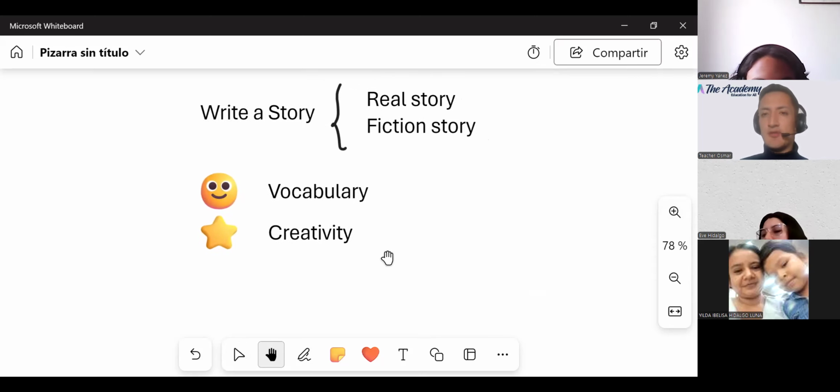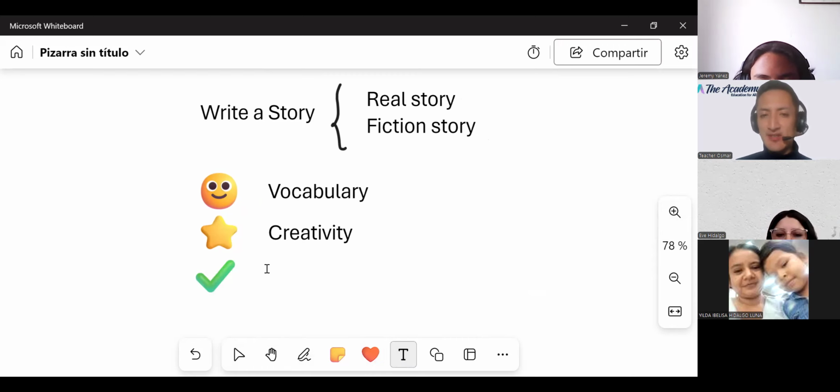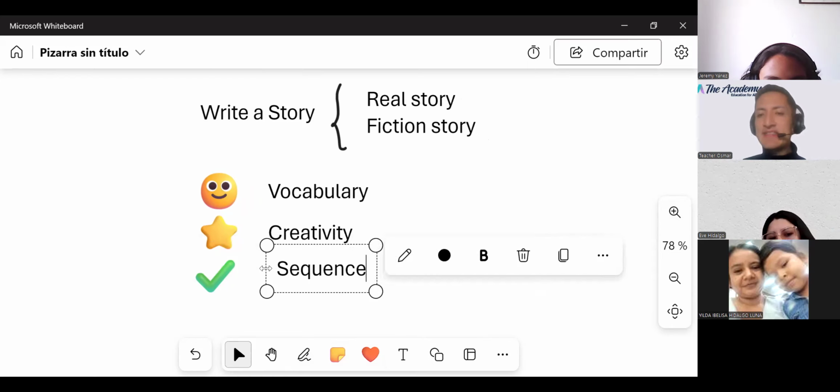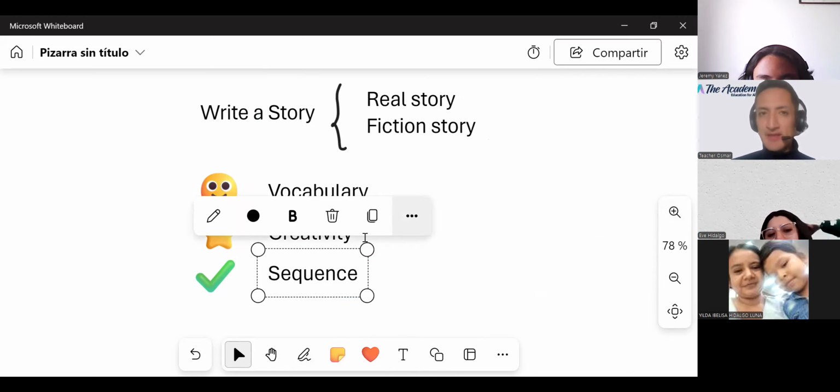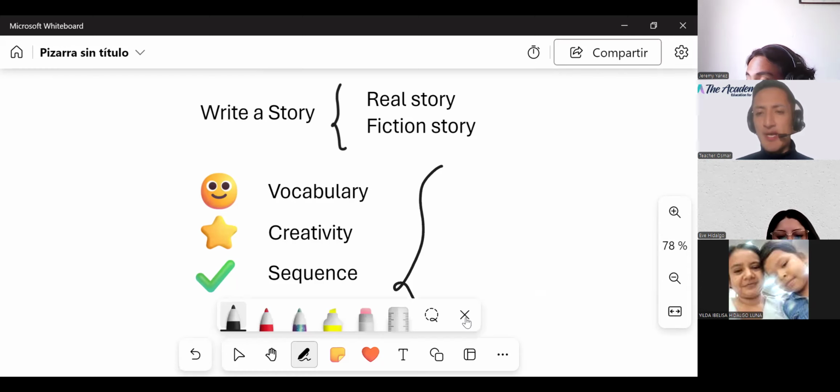Okay, great story, real story or fiction, vocabulary or creativity. And finally, don't you forget, it is really important to have a good sequence. Okay, sequence. Sequence means that you need to have a good order. And in order to have a good order, don't you forget, it is really important to use connectors. Connectors for that. Same as in the email, remember your story is divided in 3 parts.